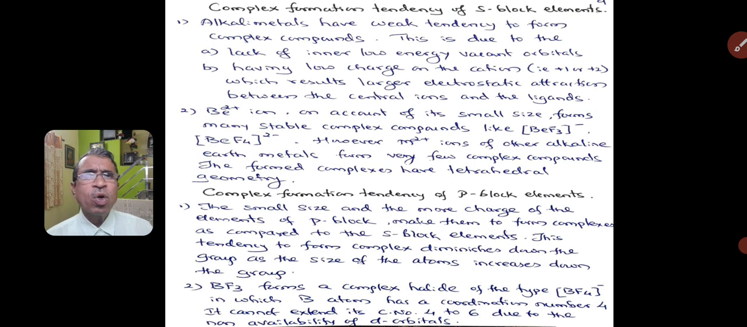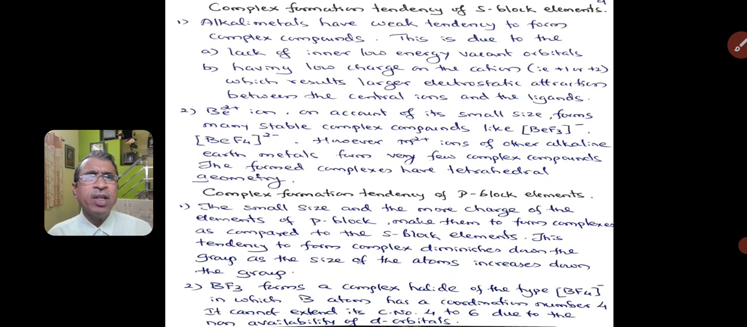Now coming to the complex formation tendency of S-block elements. Alkali metals have a weak tendency to form complex compounds. This is due to the lack of inner low energy vacant orbitals and also having low charge on the cation, that is either +1 or +2, which results in larger electrostatic attraction between the central ion and the ligands.